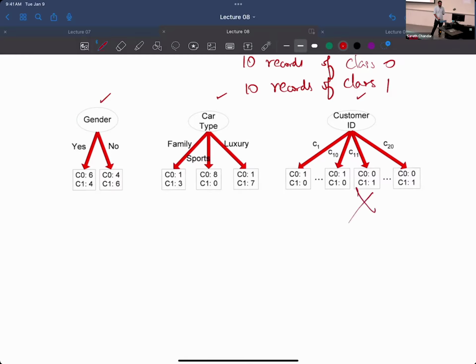In fact, you should not use the customer ID feature in your classification at all, right? Because it's not discriminative. It is so unique for each customer that you are not going to learn anything from that to make better predictions. If your data set actually has customer ID or any ID for that matter, you should just ignore that feature for classification because it's not going to be useful. So then it comes down to gender and car type. Which is better, gender or car type?